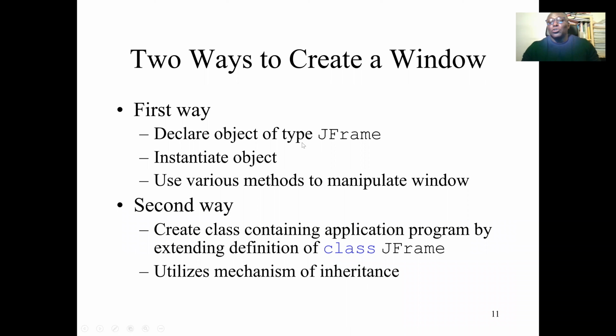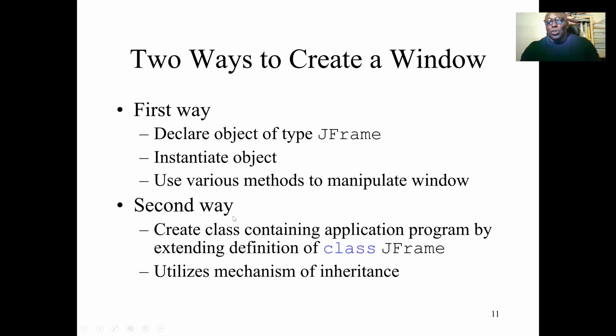Now we have two ways to create a window. First, we can declare an object of type JFrame, and that's what we are explaining now. Then we instantiate our object using the JFrame class, then use various methods to manipulate the window, for example, the size, the constructor, the title, etc.